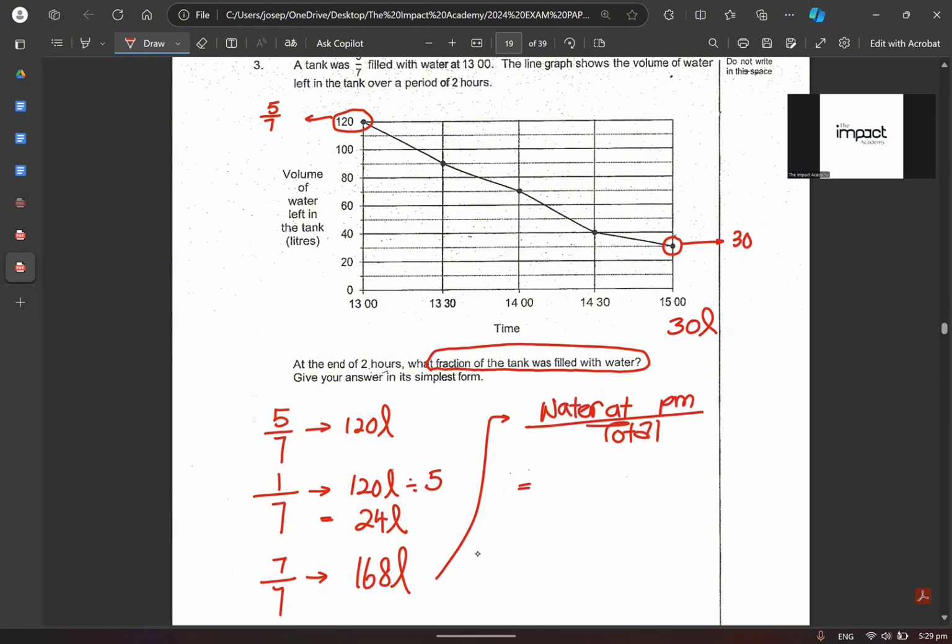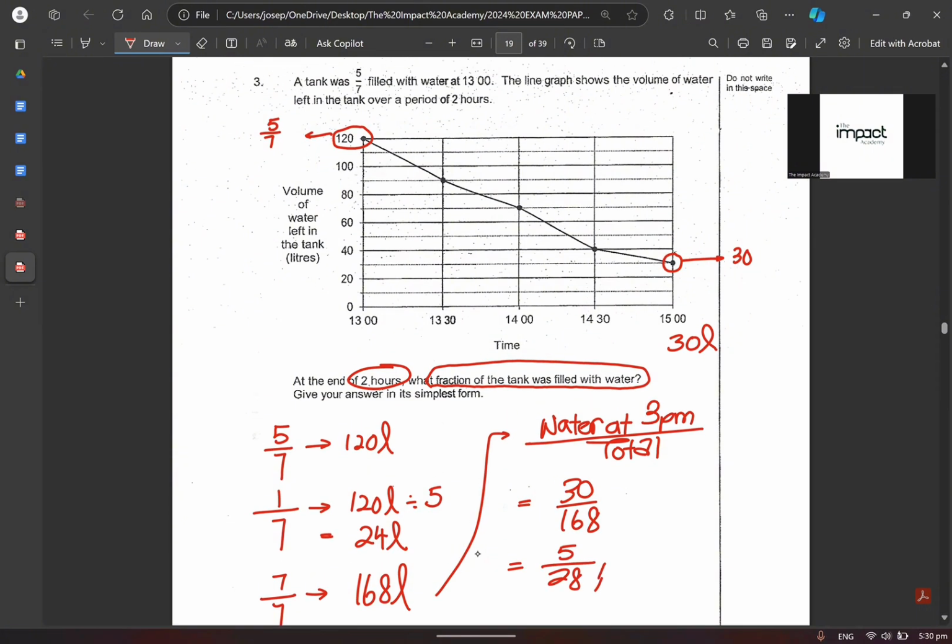Sorry, not 2 p.m. It should be 3 p.m., right? After 2 hours, water at 3 p.m. over the total. Can you understand or don't understand? Okay, what do you think is the water at 3 p.m.? 30. What do you think is the total in this situation? Sorry, how much? Very good. So 30 over 168. Can you understand or don't understand? All right, so when you do that, you get an answer of 5/28. In this situation, they're asking for fractions, so therefore there should be no units, and this is your answer for this question.